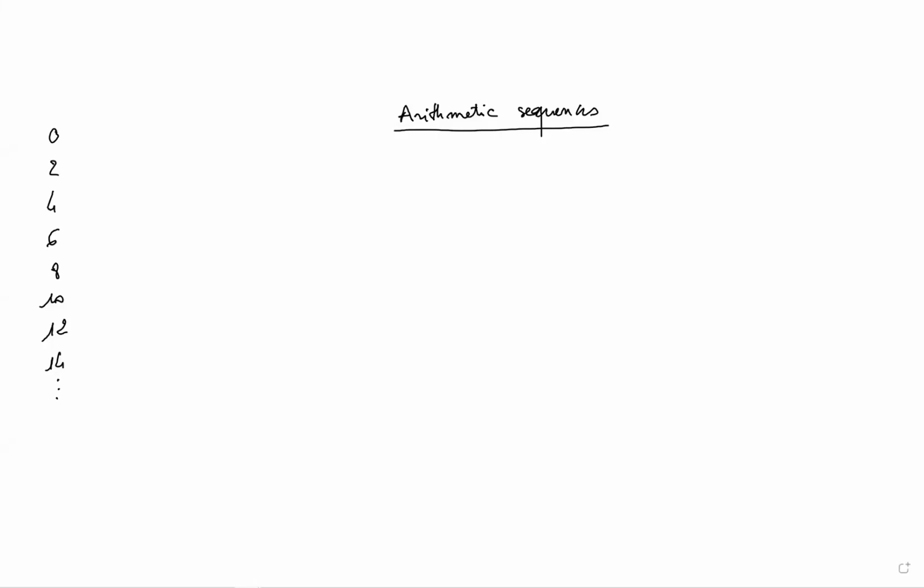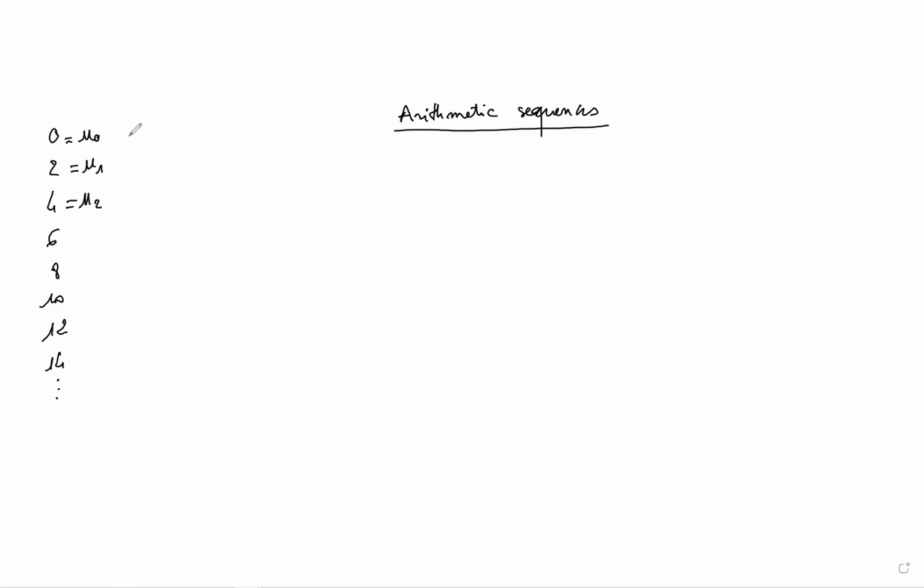So we'll study today what is an arithmetic sequence. So you know that a sequence is just a list of numbers. So here is a list of numbers, and I can label them. I can say, for example, this is U0, this is U1, this is U2, and so on.